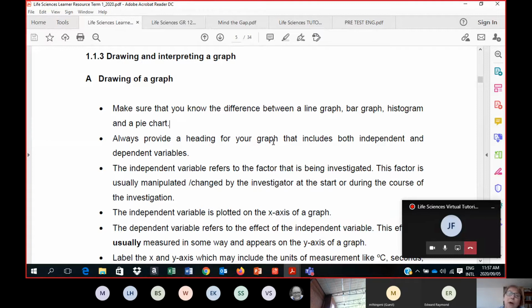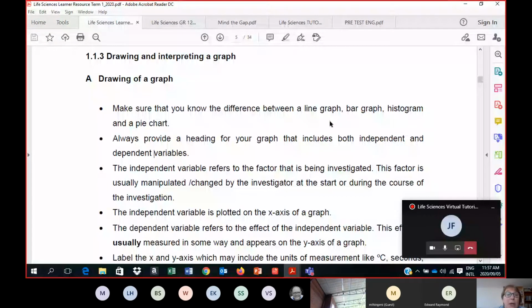Then, whenever you draw a graph, you need a heading. And this is so important because your heading mustn't be vague. In your heading, you are going to explain exactly what that graph is about. And you have to include your independent variable and your dependent variable. So, for example, you could have a graph, the effect of altitude on the number of red blood cells. So there we have included our independent and our dependent variable.